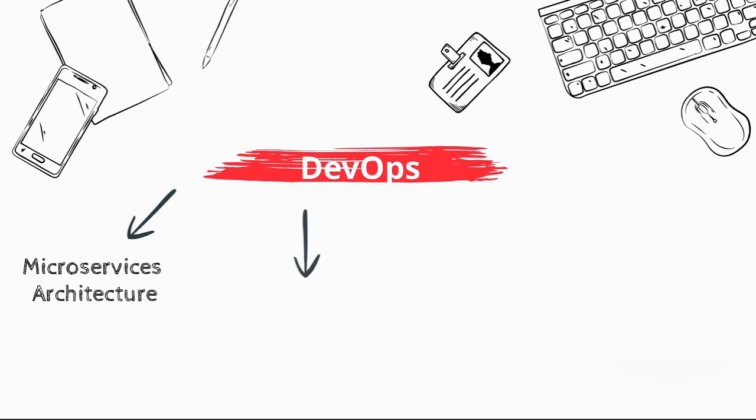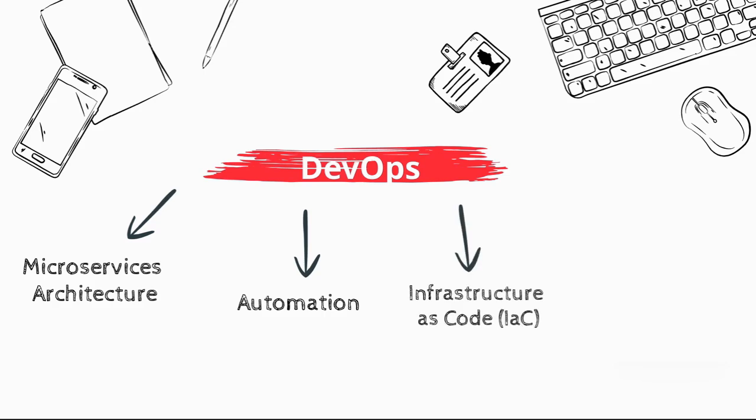Automation. George set up continuous integration and continuous delivery, CI/CD, pipelines using Jenkins and GitLab CI/CD. This automated the build, test, and deployment processes, reducing manual errors and speeding up the release cycle.